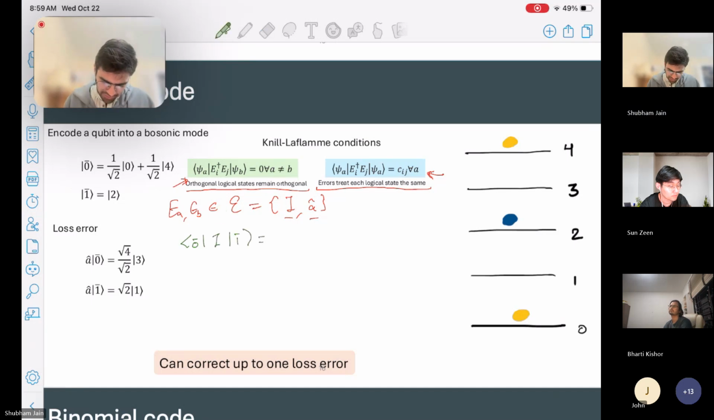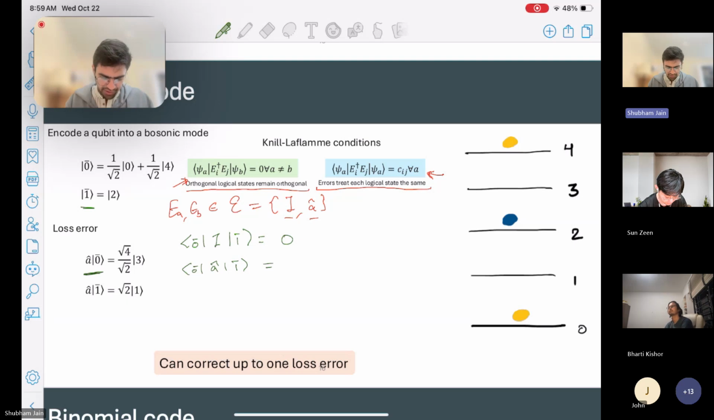I dagger I. This is 0 because if we look at it, the 0 and the 1 states don't have any overlap. The 0 state is supported by the 0 and 4 Fock states, and the 1 state is supported by the Fock state number 2. So the overlap of 0 with 2 is 0, and the overlap of 4 with 2 is 0. So this condition is satisfied. Then we have this one. For this, we will look at the overlap of this with this state. Again, they have different Fock numbers, so this overlap is also 0.